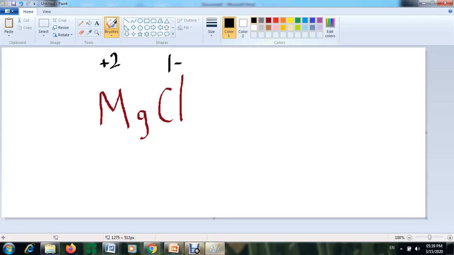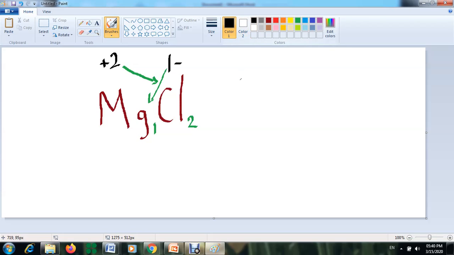Now the second step, the criss-cross method. Here positive 2, so I have to write 2 down below to the right of chlorine, without writing the charge. The charge of magnesium represents how many chlorine atoms, so this subscript is from the charge of magnesium. And for magnesium, the negative 1, I'll write it here without writing the charge.